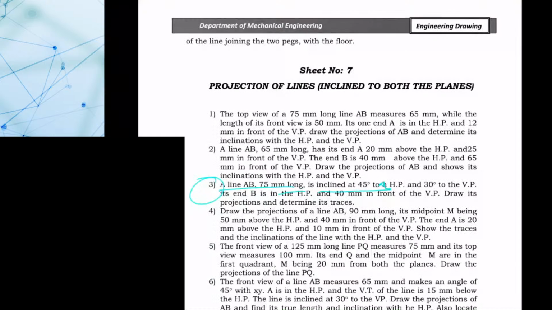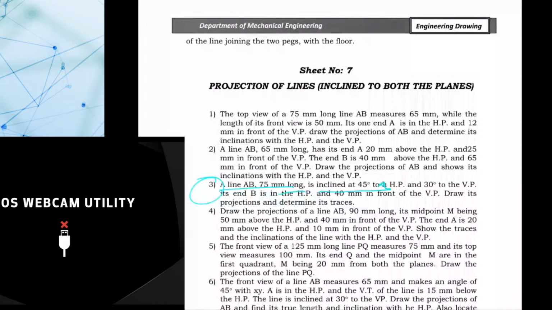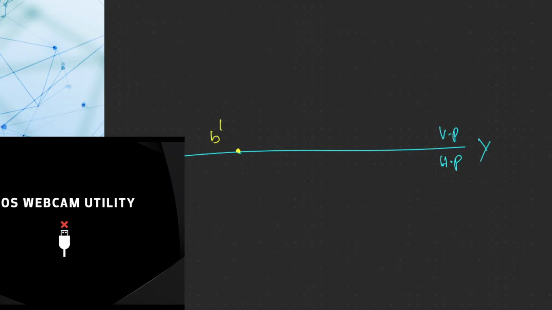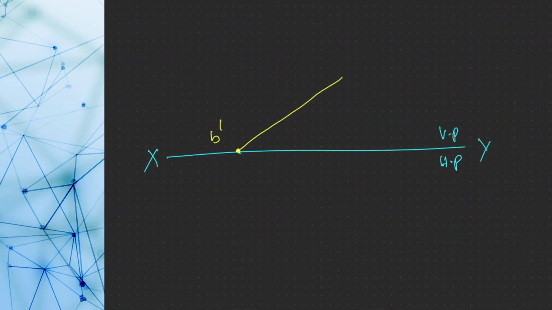So first, you draw a reference line XY. This is the vertical plane and this is the horizontal plane. End B is in the HP. I am giving this point the notation B dash. Now with B dash as center, draw a 45 degree angle of length equal to 75 mm.